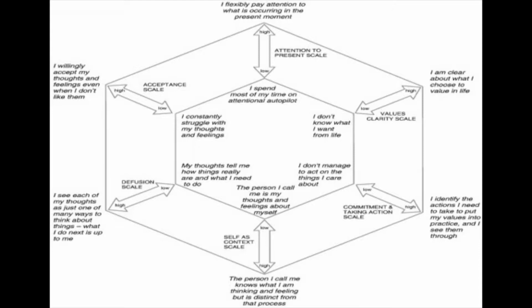So next is values. If you're doing well in this category, something you would maybe say to yourself is, I am clear about what I choose to value and the actions that I need to do in order to get closer to my values. If you're struggling in this category, you would say something like, I honestly don't know what I want out of life. I'm struggling to clarify what action steps I need to do that would bring meaning to my life.